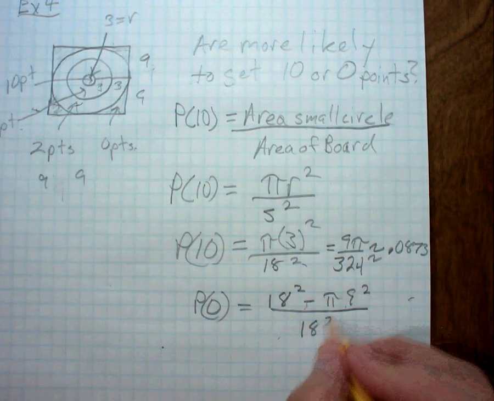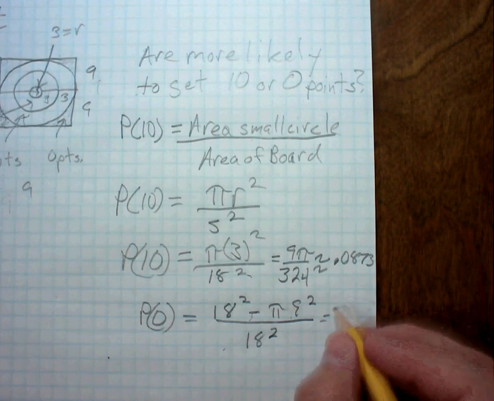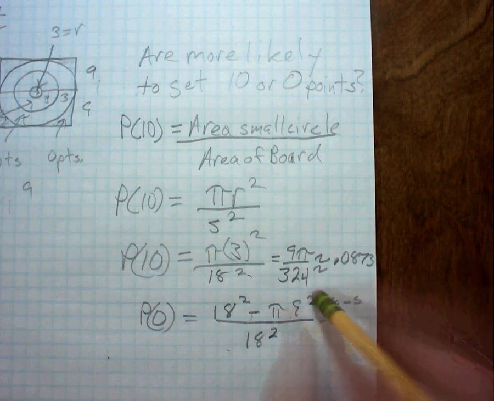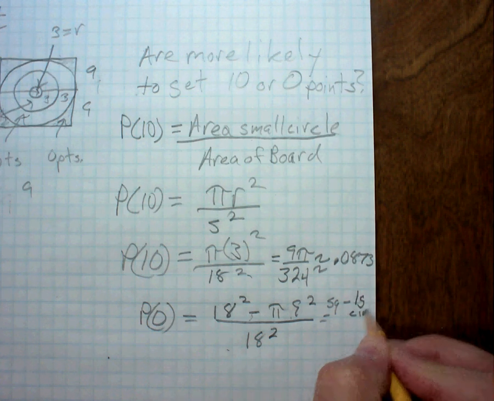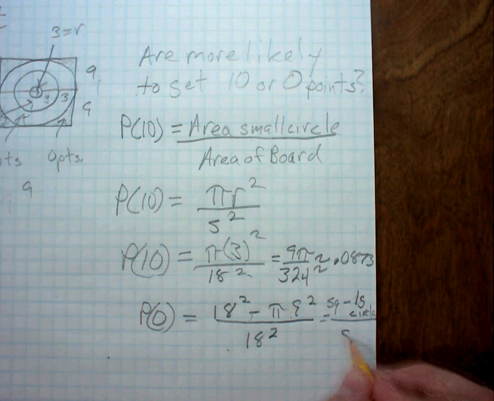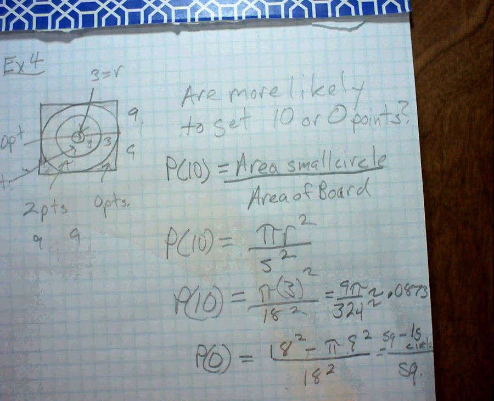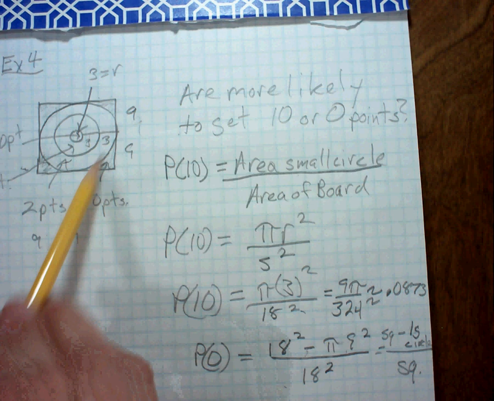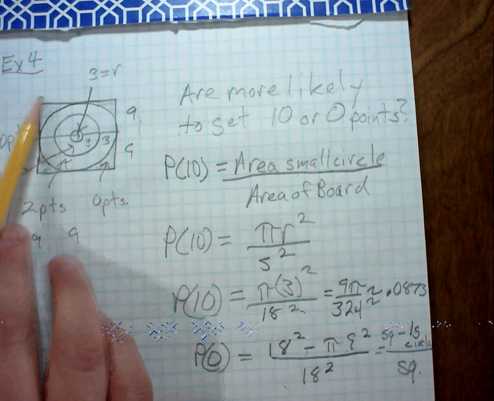So if you're wondering where the numbers come from, we have the square minus the largest circle, over the square. So what I'm doing is I'm finding the area of the square, that's this. Then I'm subtracting the area of this largest circle, which is pi times 9 squared, right? And then the total outcome is the total size of the board.